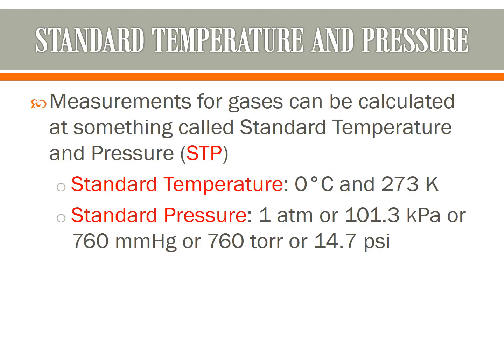Another important concept is standard temperature and pressure. Measurements for gases can be calculated at something called standard temperature and pressure, which is STP. Standard temperature is 0 degrees Celsius and 273 Kelvin. Standard pressure are all those numbers I wrote there. Make sure you have that down, because that's something you need to memorize. What is at STP? Just know it's those temperatures and those pressures.